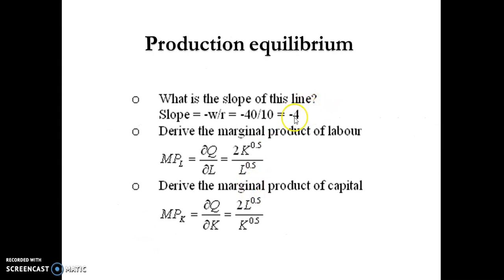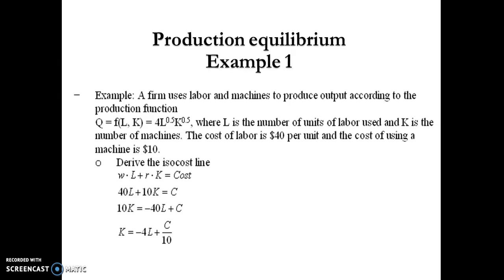Okay, so I jumped ahead, but here you can see the slope of your isocost line was minus 4. Next, you can derive your marginal product of labor and your marginal product of capital. Now, in order to do that, you need to get the partial derivatives of your production function. Your production function was given: it was 4L to the power of a half times K to the power of a half. You can see that output is a function of two variables, labor and capital.